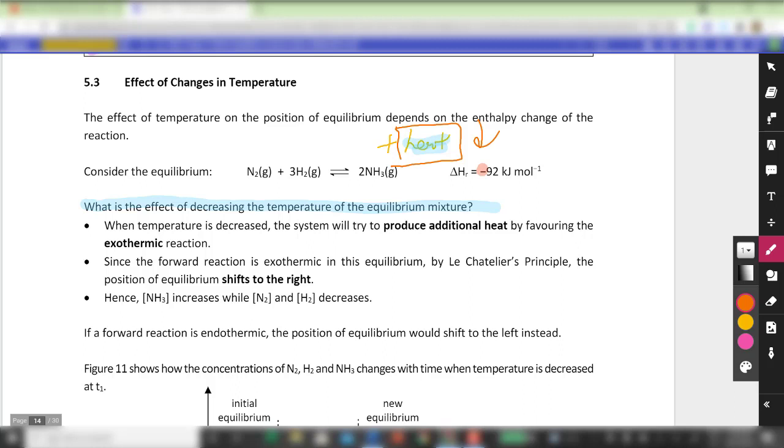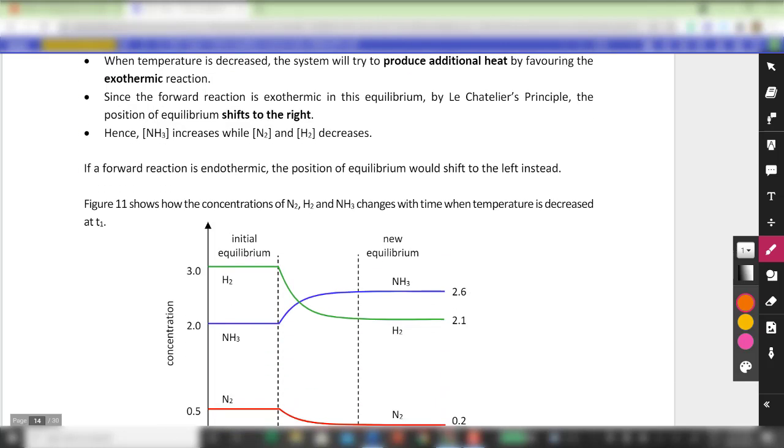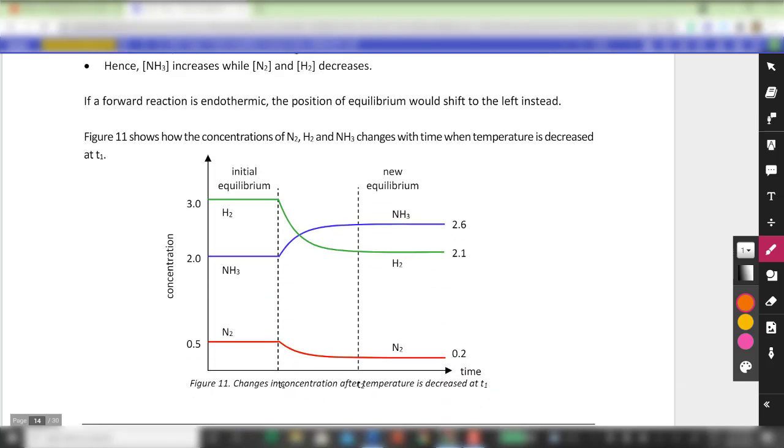Okay, but what are we concerned with? We are concerned with the amount of product we want, right? So we want more ammonia. If the reactants react to produce more heat, producing more heat also means that more product will be produced. And isn't that what we wish to happen? Yeah, so more product produced. In this case, the amount of ammonia goes up, the amount of reactant goes down. So this is reflected by the graph here.